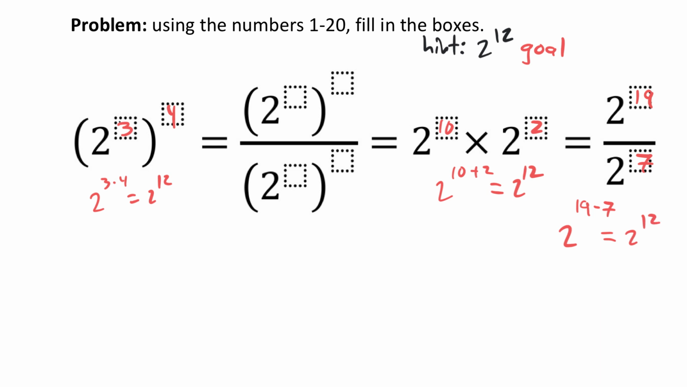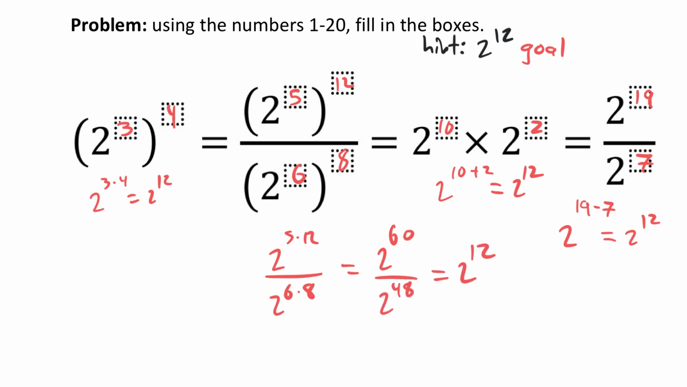And over in this really messy one, we could do 5 and 12 and 6 and 8. Because first we have to do power to a power, so that gives us 2 to the 5 times 12, divided by 2 to the 6 times 8. Now 5 times 12 is 60, and 6 times 8 is 48, so that's going to give you 2 to the 12.